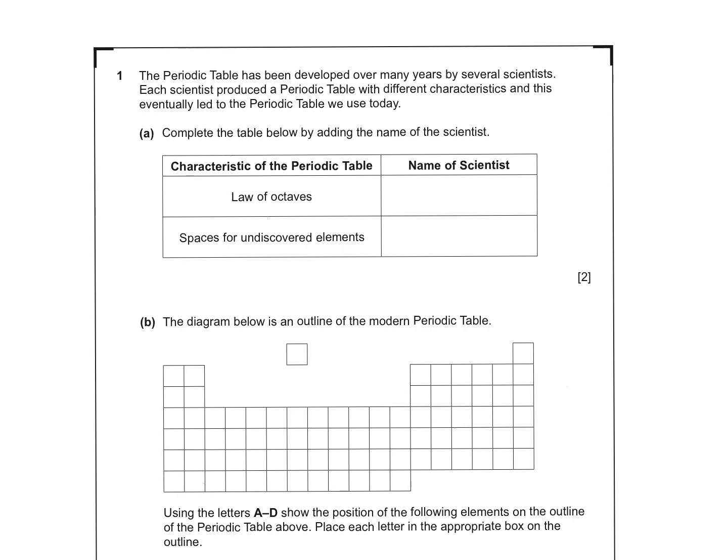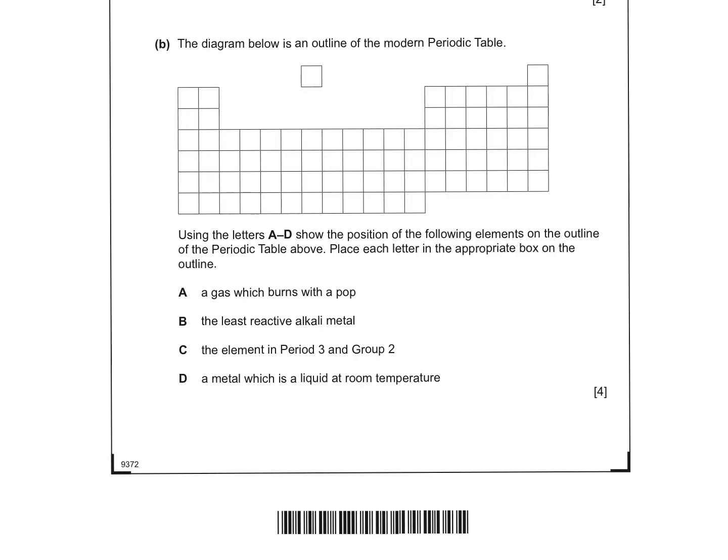For 1.A, you don't have to know the law of octaves. That has been removed from the specification. Now, the spaces for undiscovered elements, the name of the scientist is Mendeleev. In part B, we've got the outline of the periodic table, so you would have your data sheet in front of you.